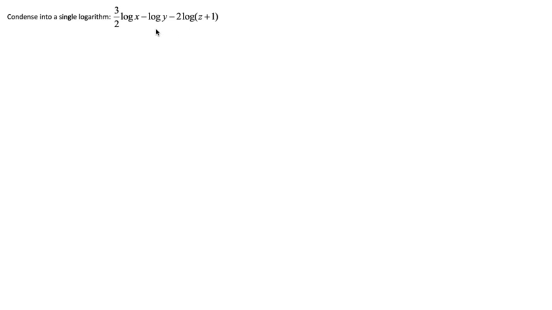Well, we have to use the rules for exponents, and there is a particular order. When we condense, we should always use the power rule first. So we always want to use the power rule first, and then the quotient rule or the product rule, just depending on the expression here. Okay, so we'll take a look at that.